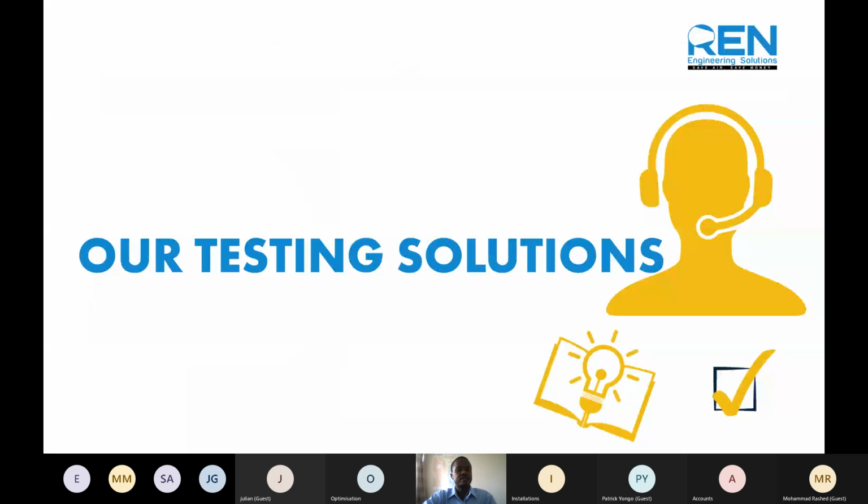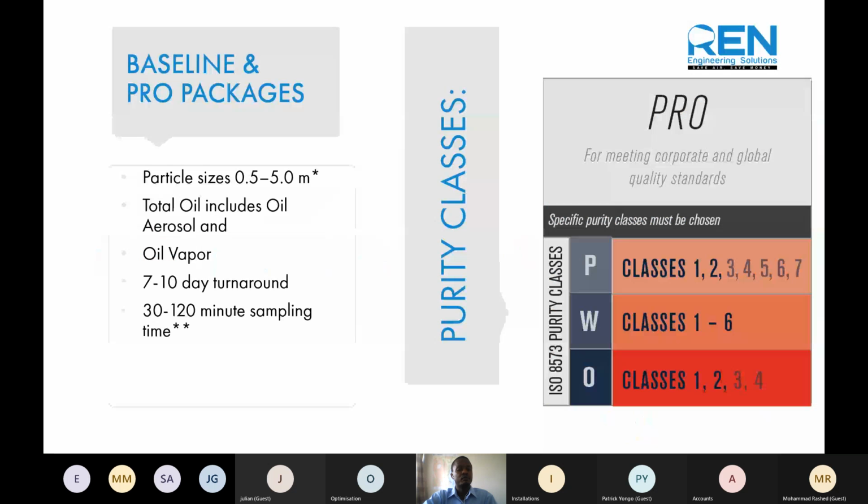So looking at our testing solutions, the most common and the one that we recommend for food and pharmaceutical is the baseline or pro package. Here we test for the 3 key contaminants: particles, water, and oil. For particles, we measure class 1 and 2, water class 1 to 6, and oil class 1 and 2.